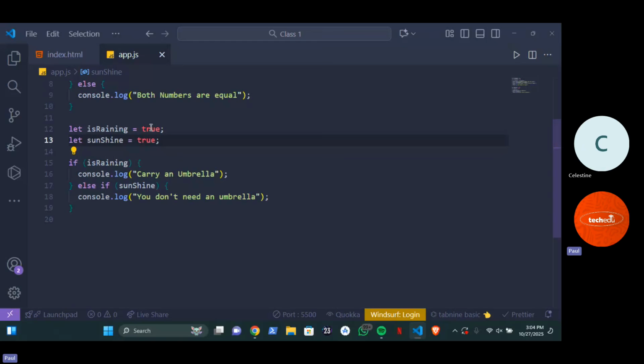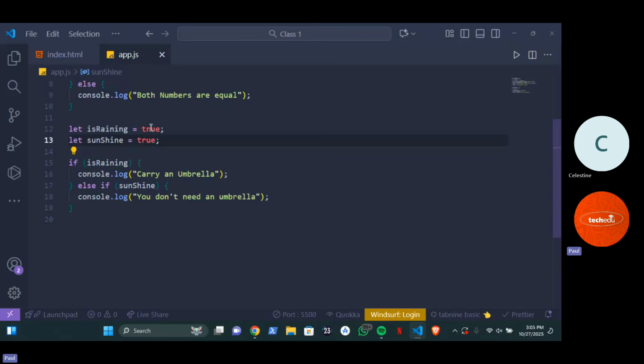You got the answer, but you did not get the reason. Now, you have two major reasons. First reason why it's going to print out carry an umbrella is because JavaScript executes its code from where? Top to bottom. I've said it before. So it reads your first statement first.